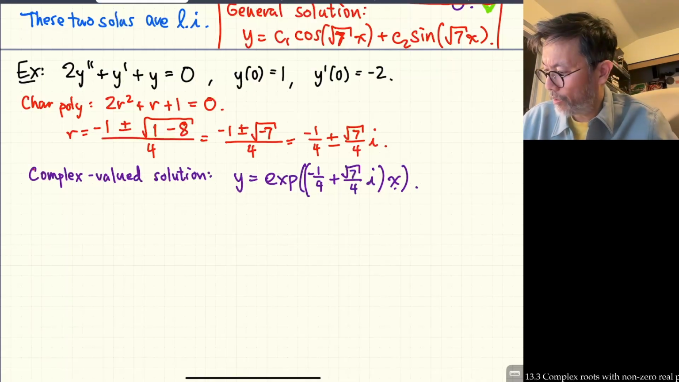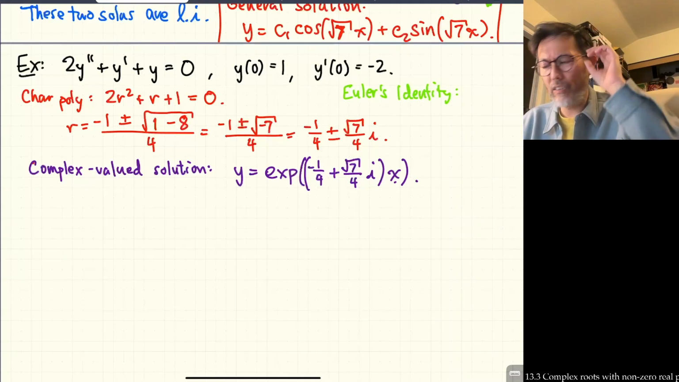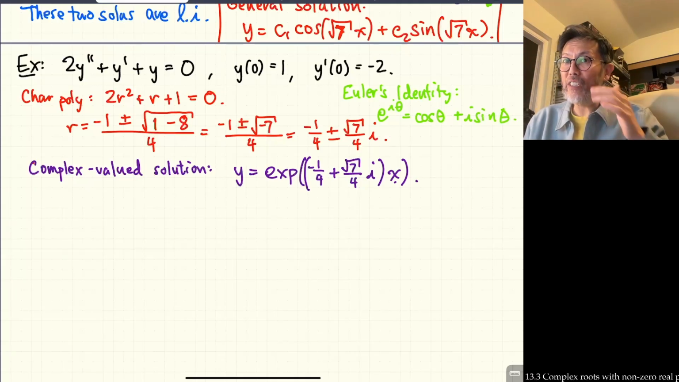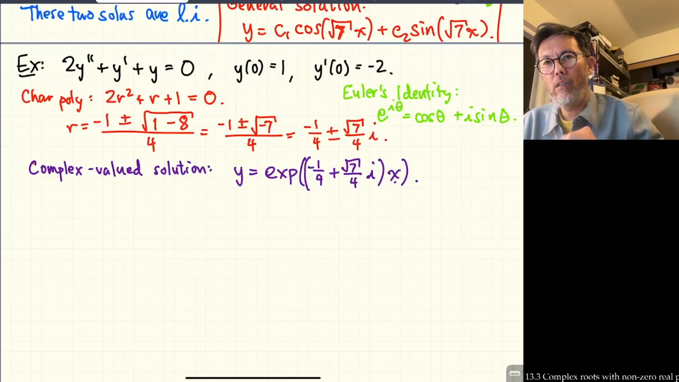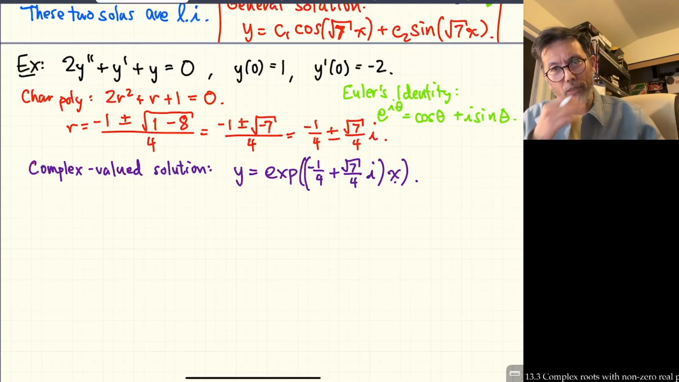It's always helpful to write Euler's identity. I like Euler's identity. Here it is: e to the i theta is equal to cosine theta plus i sine theta. Have I mentioned that you should have this tattooed on your brain somewhere? Anyway, complex valued solution. We're going to invoke Euler's identity here.